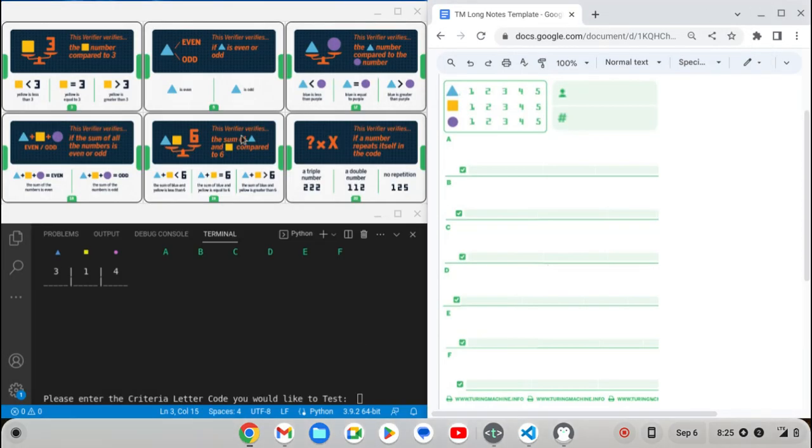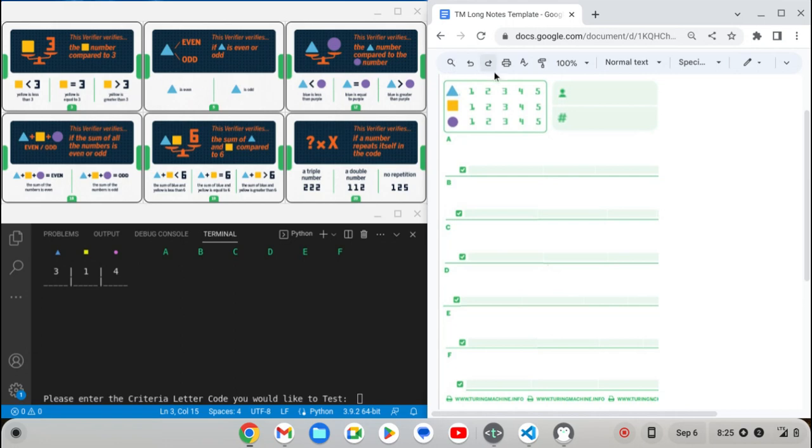So on the grid above, we've got our 6 criteria cards. On the top row, we've got criteria card A, criteria card B, and criteria card C. On the bottom row, we've got criteria card D, criteria card E, and finally criteria card F. So criteria card A will look at our middle digit, the square digit, and compare it to the number 3. So should square be less than 3? Should it be equal to 3? Or should square be greater than 3?